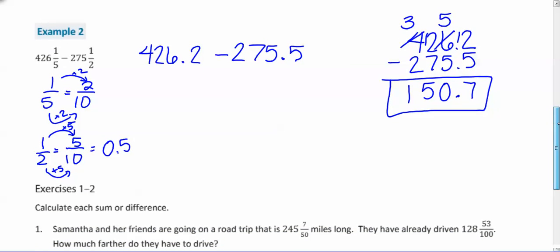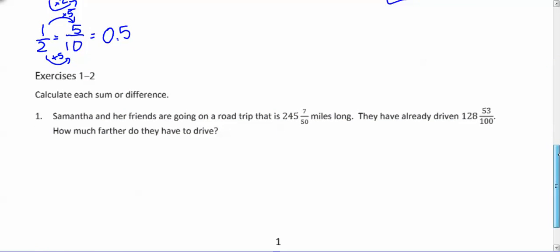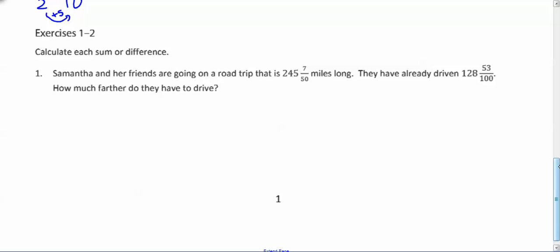All right, now we're going to deal with some word problems. So you have a few steps here. First thing we're going to do is read the question, underline key words. We're going to decide, are we adding or are we subtracting? We've got to then take those numbers, convert them into decimals, and then do the operation. Okay, so that's the plan, Stan.